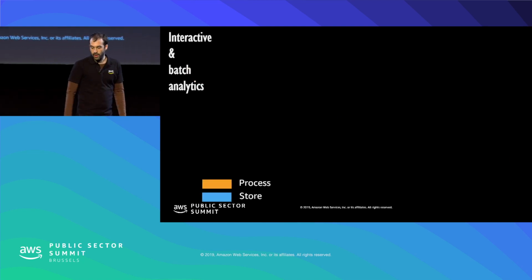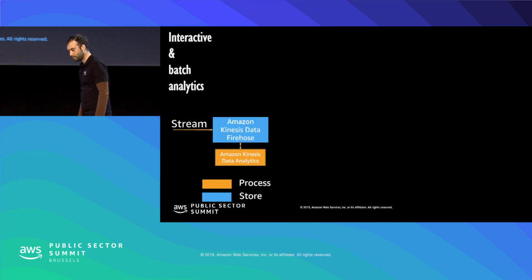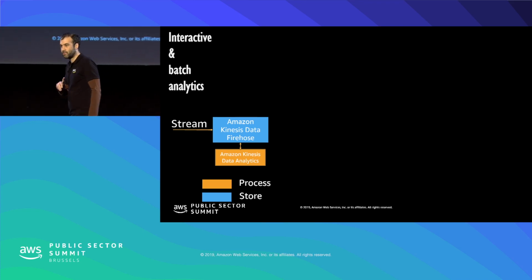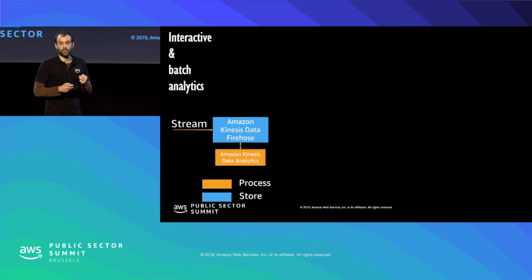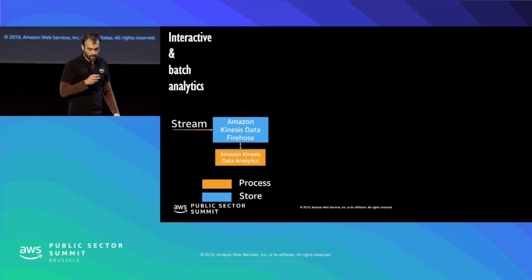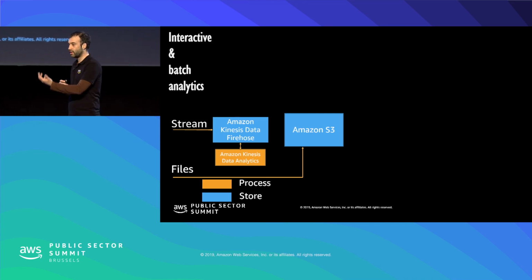Moving now to interactive and batch analytics design patterns. Again, we start with a stream. The fact that you might do interactive and batch analytics doesn't mean that you don't have streaming data. So you could have stream data, and in order to capture it and put it to S3, Kinesis Data Firehose is a great service. But you also might have files that you can deliver directly to S3.